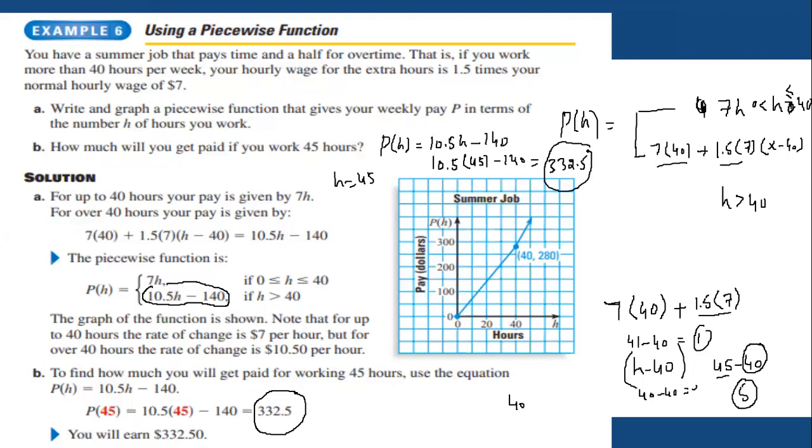A piecewise function. Clear? What is a piecewise function? Any questions?